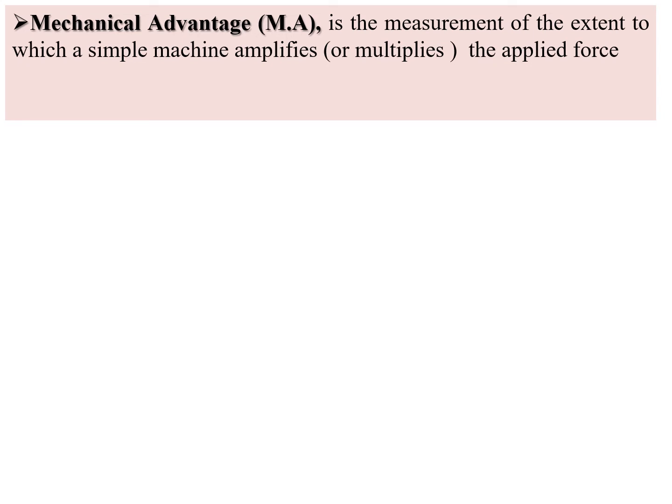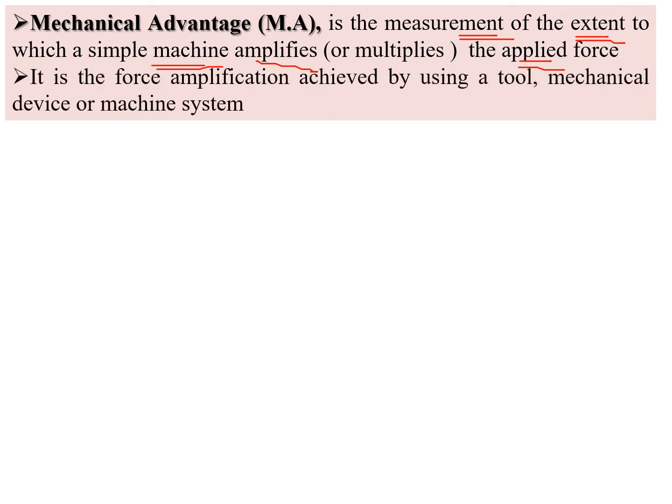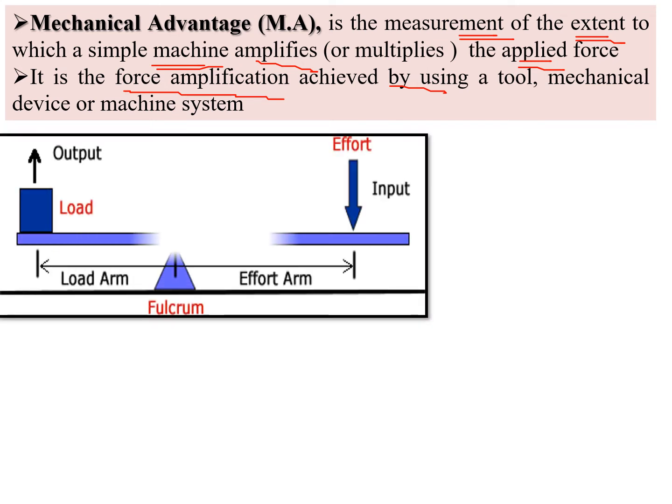It is the measurement of the extent to which a simple machine amplifies or multiplies the applied force. So whatever force is applied as the input, we see what resultant force we get at the output, so we come to know how much input force is being converted into output force. So mechanical advantage is the measurement of the extent to which the simple machine amplifies the applied force, or we can say it is the force amplification achieved by using a tool, a mechanical device or machine system.